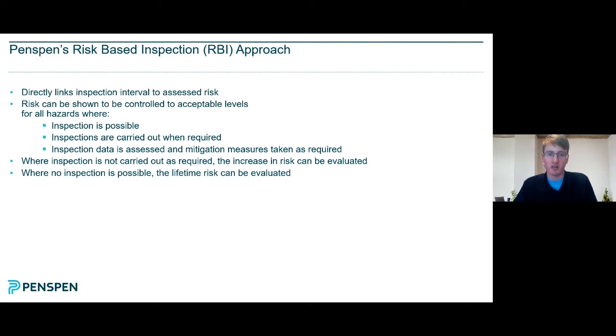Where inspection is not carried out, we can also use this approach to measure the increase in risk and whether we still remain within a tolerable level, or whether inspection or some other integrity activity needs to be performed. And where inspection isn't possible, then we can determine what the essentially unmitigated risk is, and if that is unacceptable, then that's where we need to look at other potential controls to reduce that risk to an acceptable level.